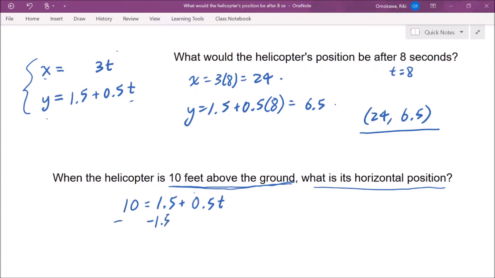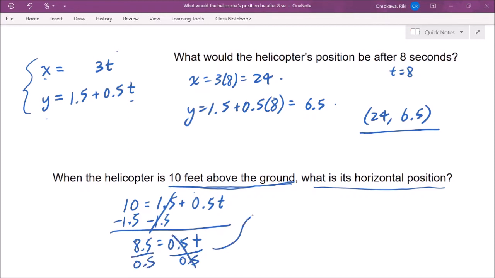Subtract 1.5. These go away, you get 8.5 equals 0.5t. Divide by 0.5. These go away, and you get t equals 17. And remember, this is 17 seconds. So at 17 seconds, the y value is 10.